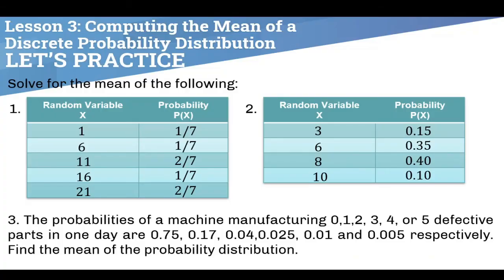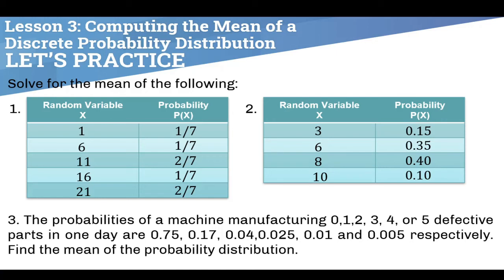Okay. So, sige. Now, we have three sets of problems. Let us solve for the mean of the following. So, sa unang dalawa, meron tayong table. Sa pangalawa na ito, table din. Then, yung pangatlo, the probabilities of a machine. So, worded problem. Pause nyo muna yung video. Then, after nya, sasagutan natin. Okay? Sige.